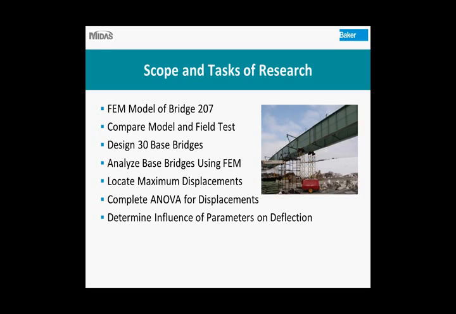The next step in the process was to design 30 base bridges. And then we would analyze these base bridges using our finite element modeling technique. And we would locate areas of maximum displacements during construction in these bridges. And the next step was to use an analysis of variance to analyze the displacement. And then finally, in conclusion, we want to determine the influence of our different parameters on the deflection.